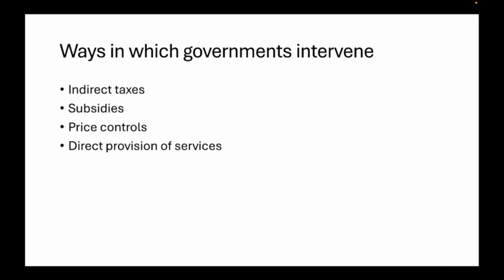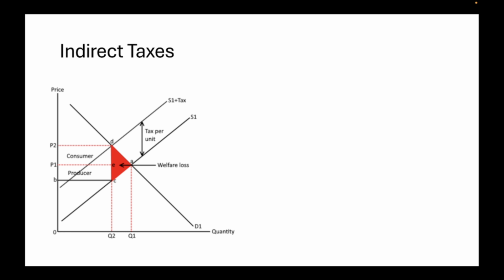Now, the ways in which governments intervene. So you have four main ways: indirect taxes, subsidies, price controls, and the direct provision of services. Now, the first one is indirect taxes. Indirect taxes are usually applied on demerit goods, so goods that are not beneficial to society and they are over-provided most of the time.